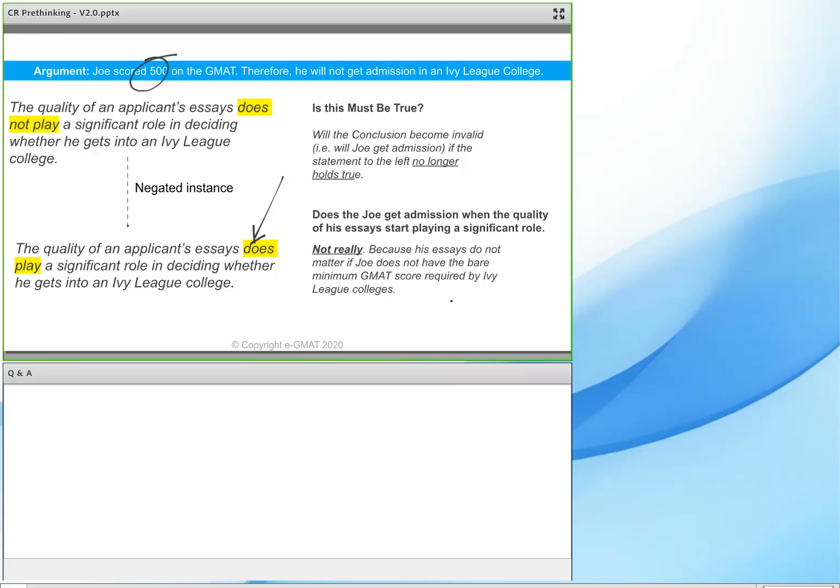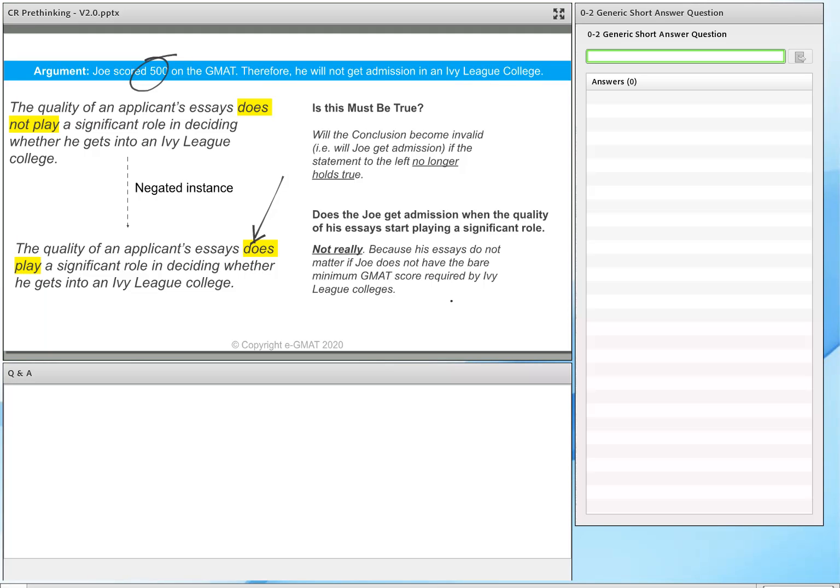Vishank says, if there was a choice, GMAT plays the most significant role. No. Think about it this way. Do you remember that roof analogy that I talked about? Essential pillar and roof. Do you remember that roof analogy? Now, this is very similar to the essays and the GMAT being two essential pillars.